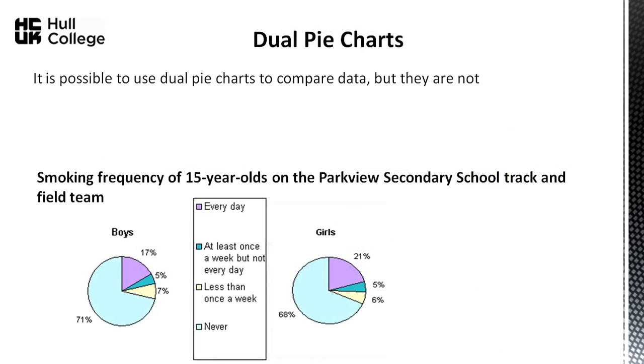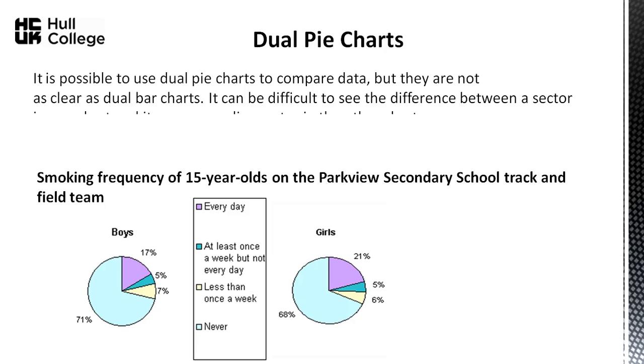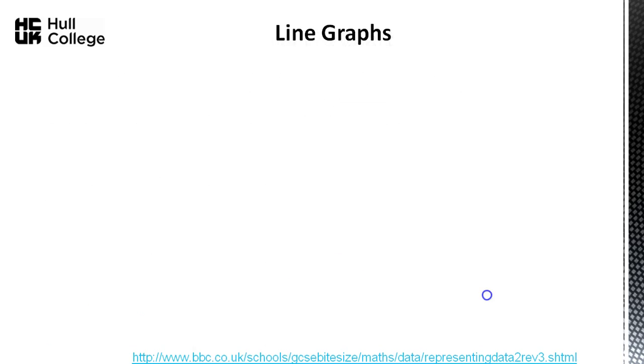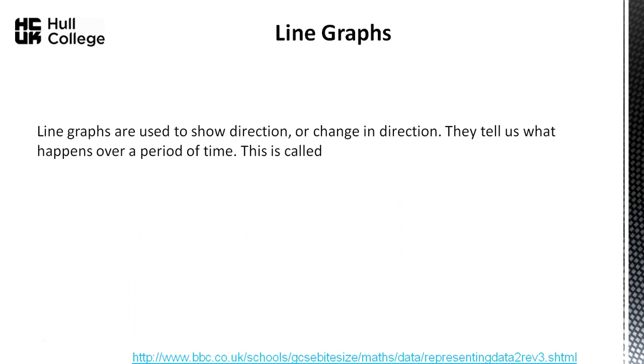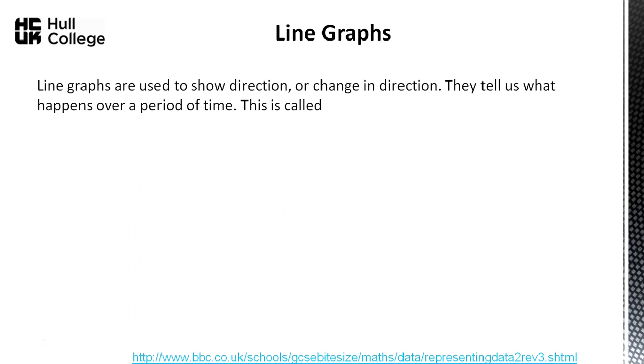You can also get dual pie charts, and these compare data, but they're not as clear as dual bar charts. It can be difficult to see the difference between a sector in one chart and its corresponding sector in the other chart. Line graphs. Line graphs are used to show direction or change in direction. They tell us what happens over a period of time. This is called trend.